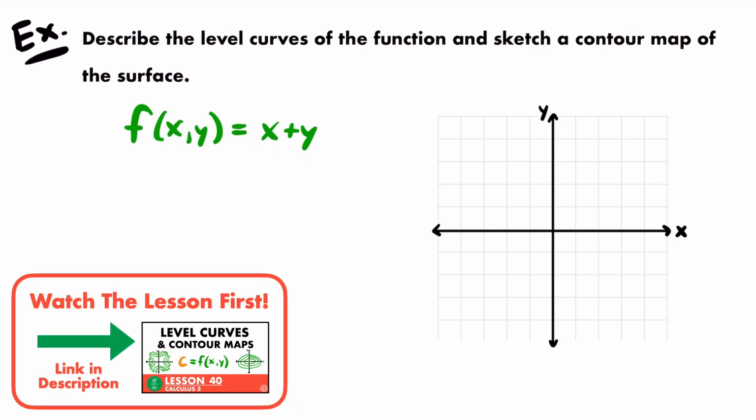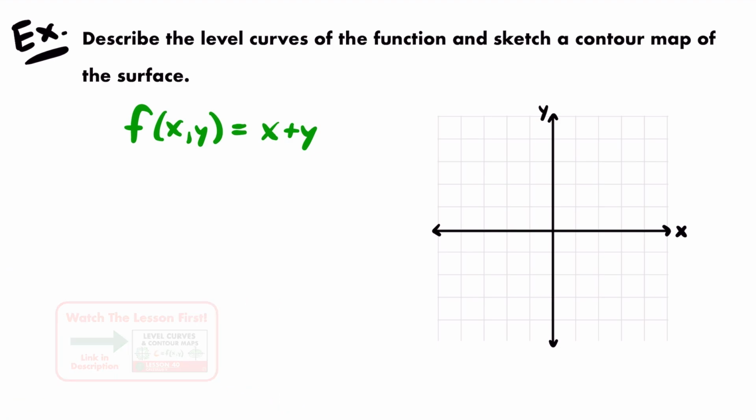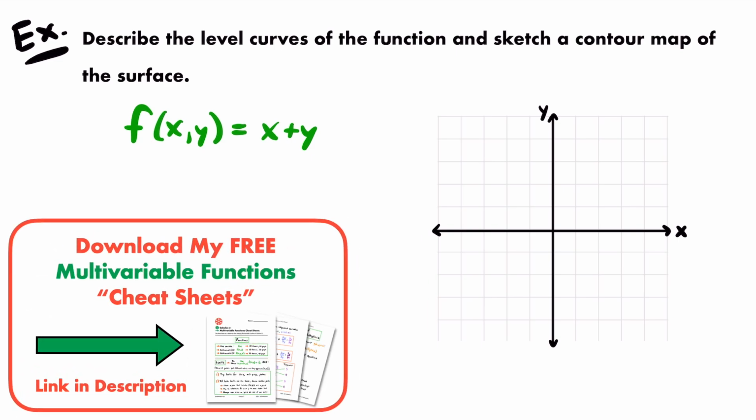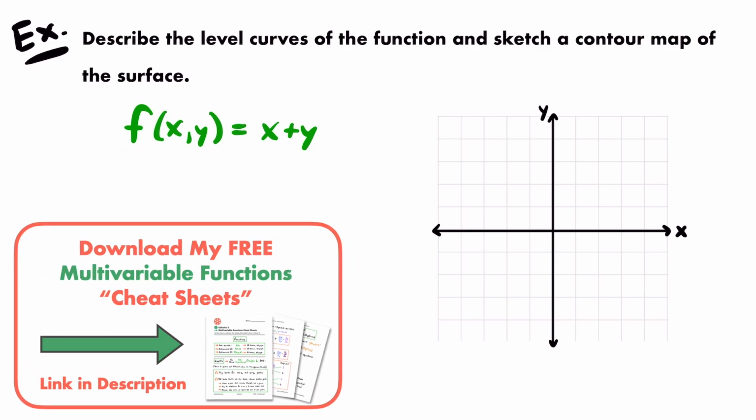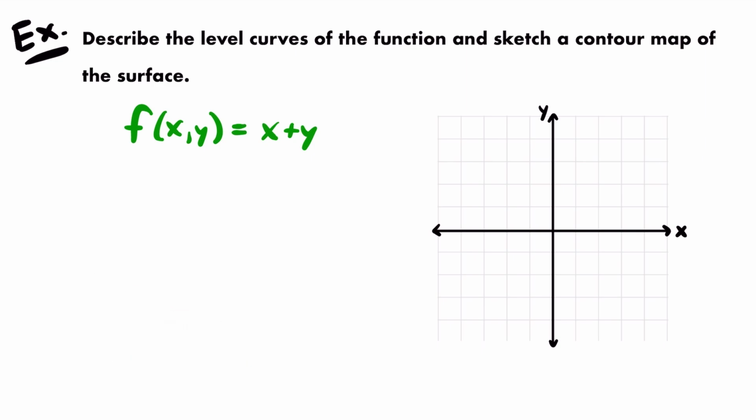Alright, so the first thing we want to do here is find an equation that will help us find level curves, and then sketch some level curves in this xy plane to create a contour map, which will help us visualize the surface represented by the function that we've been given. And the way we do that is by setting the multivariable function equal to a constant value. I like to represent that constant value with c. We're going to set c equal to the function x plus y.